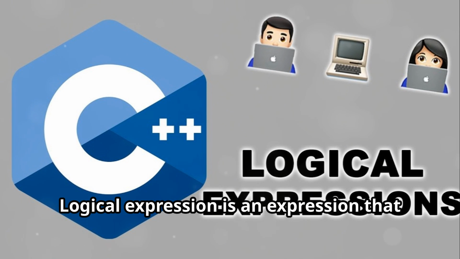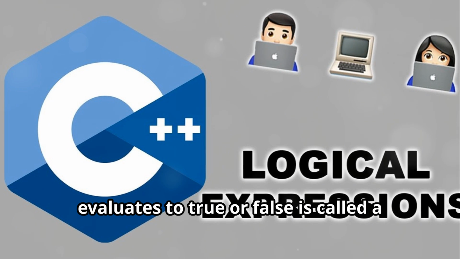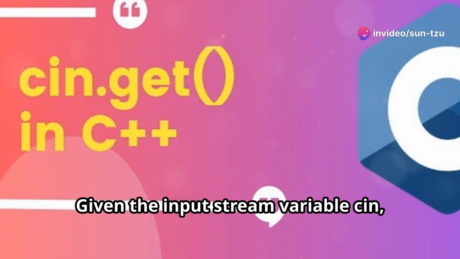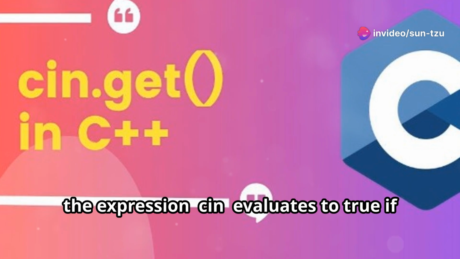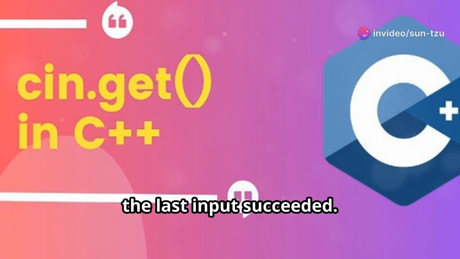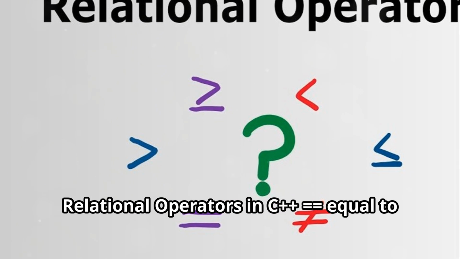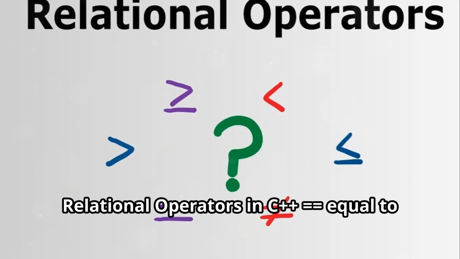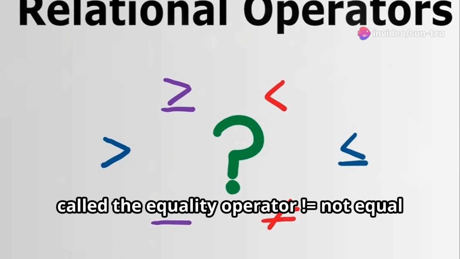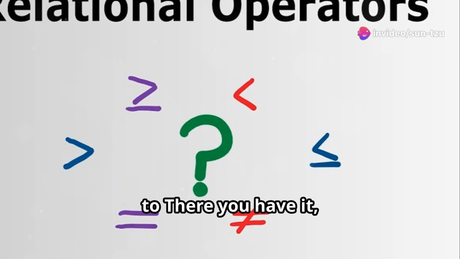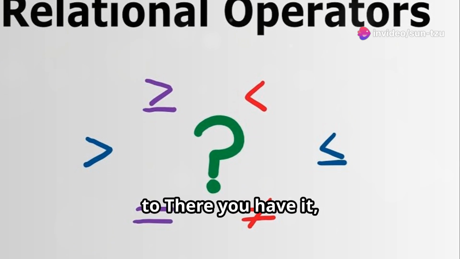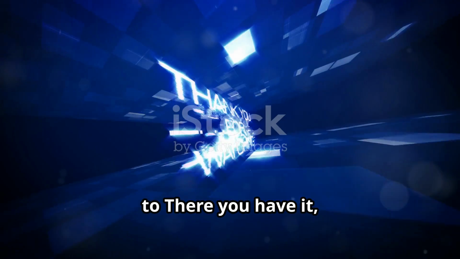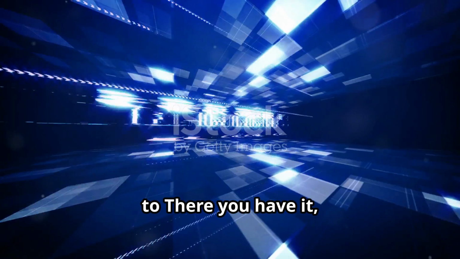A logical expression is an expression that evaluates to true or false. Given the input stream variable cin, the expression cin evaluates to true if the last input succeeded. Relational operators in C++: == is called the equality operator, != is not equal to, <= is less than or equal to. The conditional operator, written as ?:, is a ternary operator.